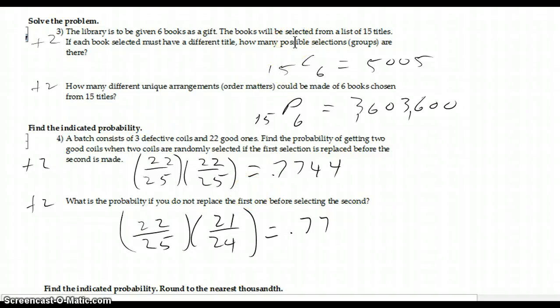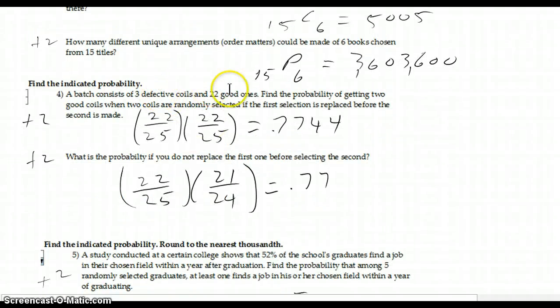it's essentially asking, you've got 15 books, how many groups of 6 could you make? So that's 15C6, because order does not matter. It says groups right there. And the other one is arrangement, so that means order does matter. So it's a permutation, 15P6, which amps it up quite a bit. It's over 3,600,000.